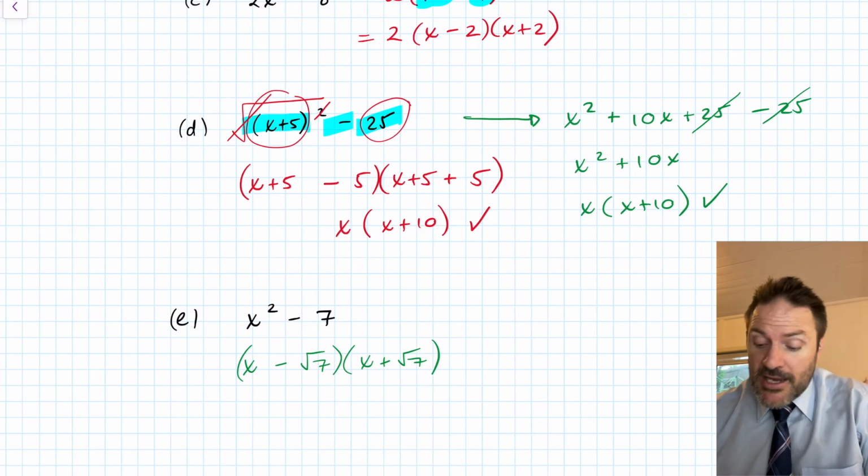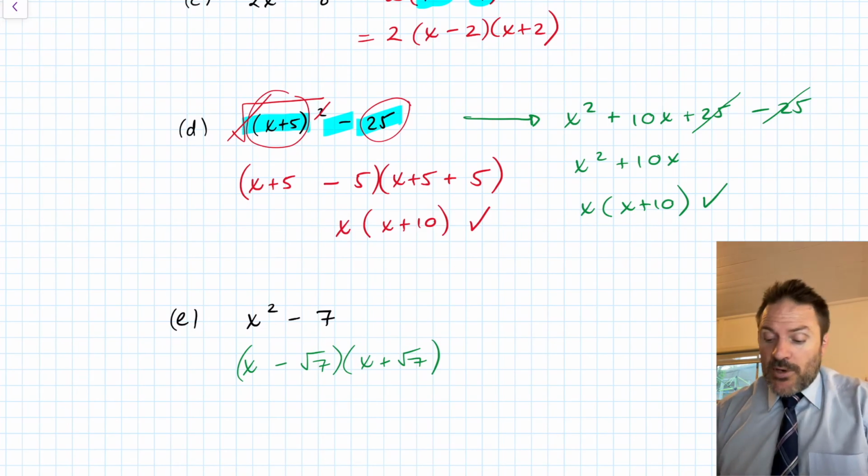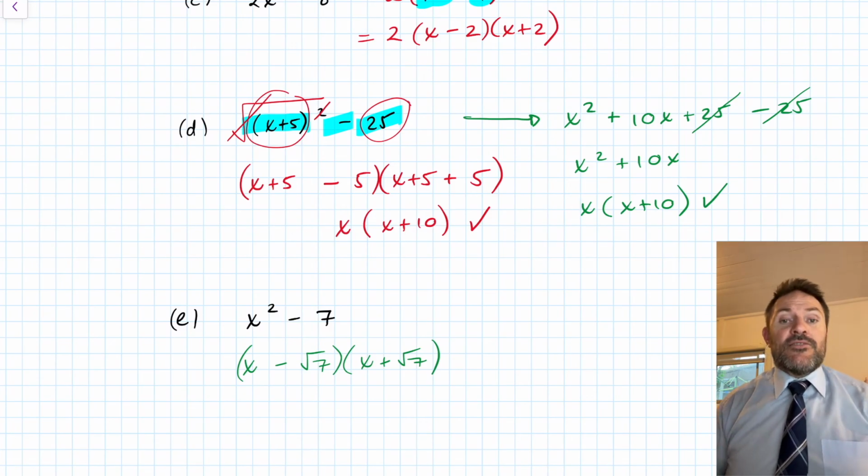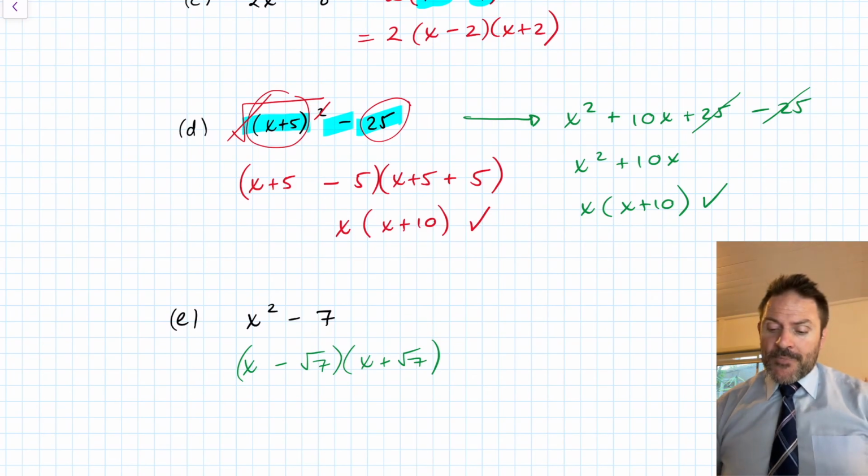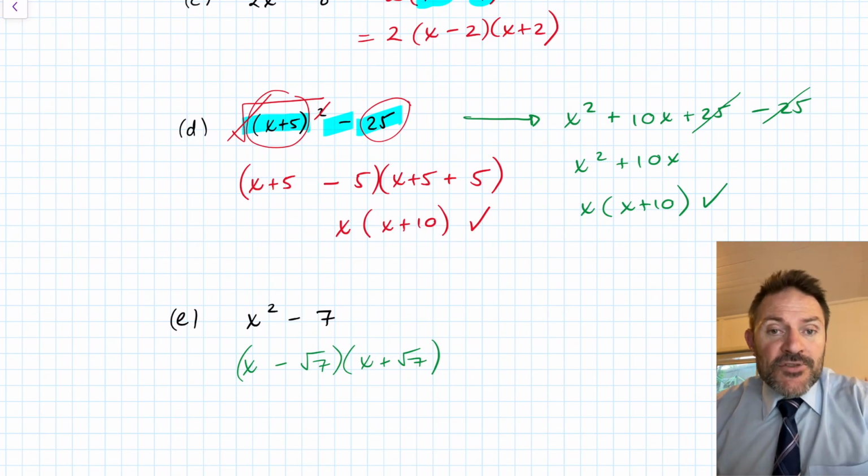I've factorized it out. And that still works because I have x squared plus root 7 x, minus root 7 x, minus 7, and it still works out to be true. Okay, look, so that is our difference of 2 squares. Remember, you have to learn this method when you're factorizing. You can get around it with expanding, but factorizing you certainly can't.